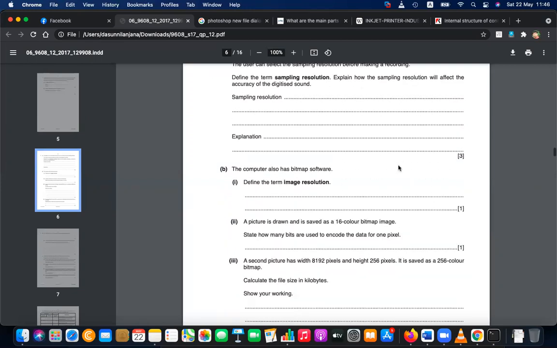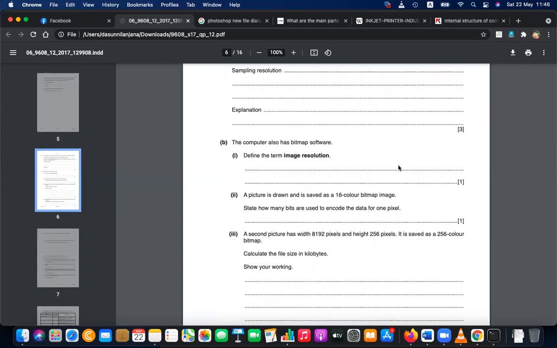Okay. Define image resolution. You're asking the image resolution, that is easy, we discussed. That is horizontal pixels into vertical pixels, that is the total number of pixels. You can say total number of pixels per unit even. Pixels per inch, or number of pixels in the image, or height into width, or number of rows into number of columns in pixels, whatever.